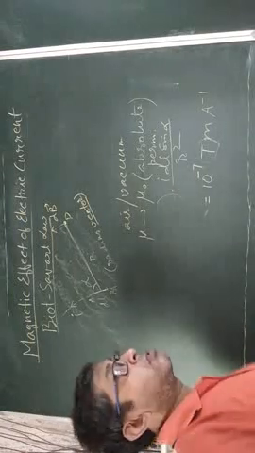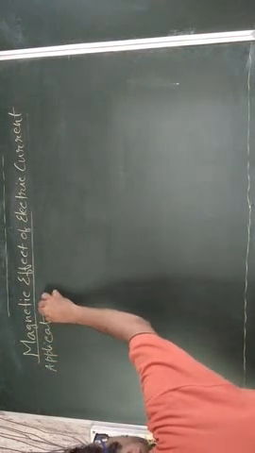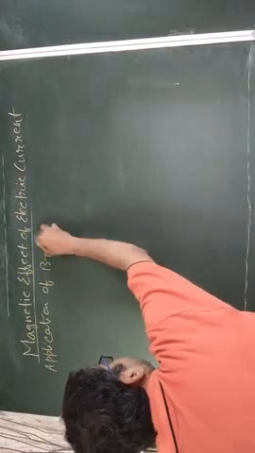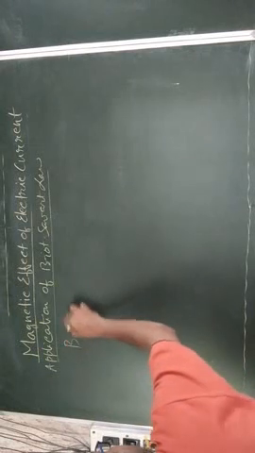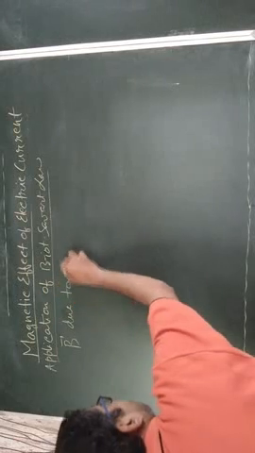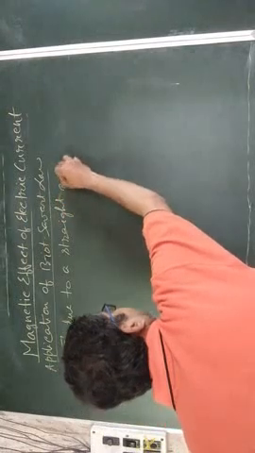Now by applying this law we can determine the magnetic field produced by a conductor of different shapes at any position. So, application of Biot-Savart law. First, magnetic field due to a straight conductor.